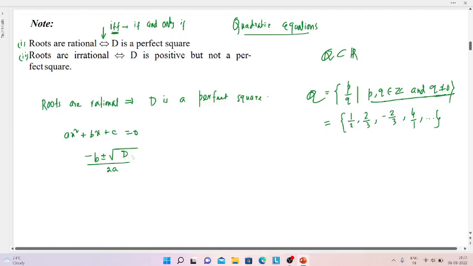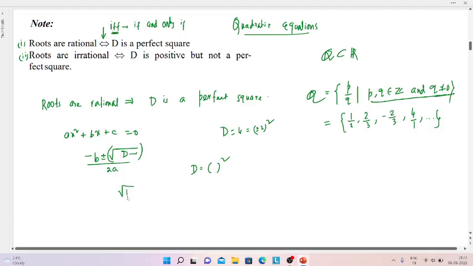So think about it this way: if D can be written as a perfect square, D can be written as some integer value squared, right? Suppose D equals 4, so 4 can be written as plus or minus 2 whole squared. You can write 2 square, you can write minus 2 square, right? So if D is a perfect square, the square and root will cancel out, and this particular part will become an integer.